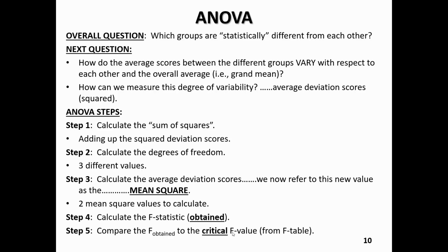The critical F value is taken from the F table, and the only thing we need to know for the critical F value is the number of groups and our sample size. We don't need the actual measurements from the participants. The actual measurements will give us the F obtained. The sample size and the number of groups will guide us to selecting that critical F value that we will use as the threshold to compare our F statistic to.